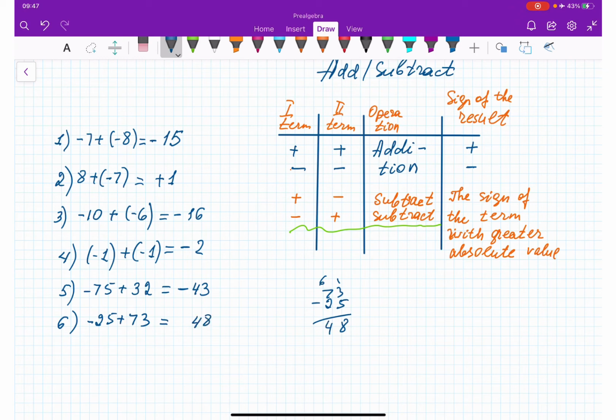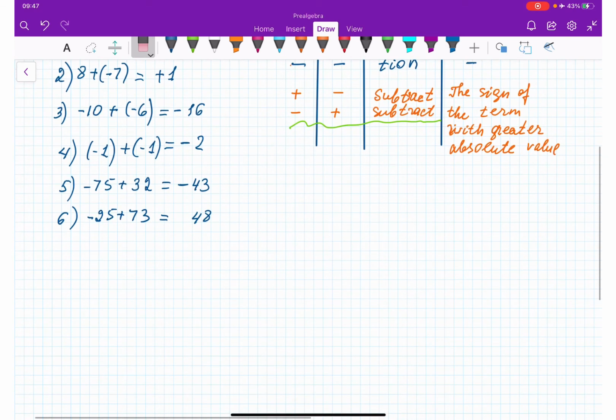48. Now, which number has greater absolute value? Of course, 73, right? 73 and 25. 73 is greater. And 73 has a positive sign, so we put it positive here. Or we don't put anything, because with positive, we don't put anything. Number 7.